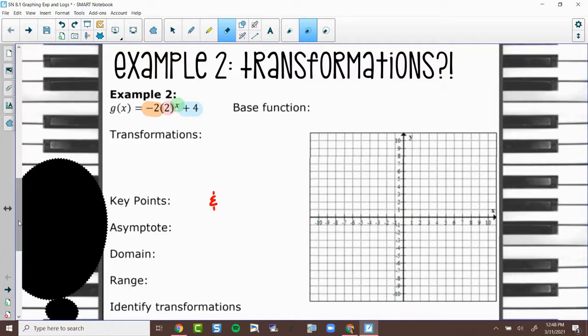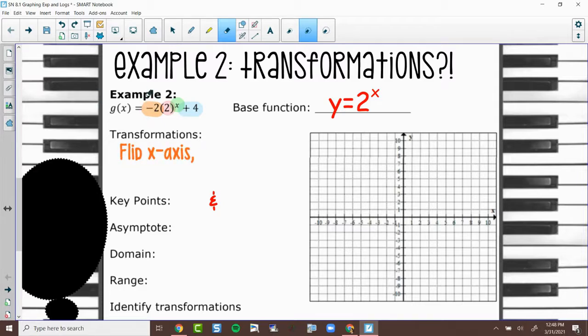So where am I starting before all this extra stuff got thrown in? Here I see the base is 2. So my base function for this one is y equals 2 to the x. For transformations, I've got lots of them. I see a negative on the exterior, so I'm going to flip on the x-axis.